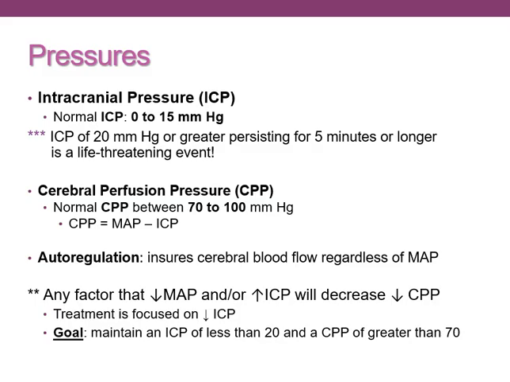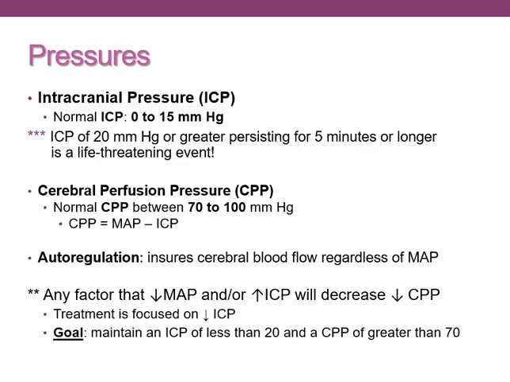We do have to calculate CPP. CPP is MAP, mean arterial pressure, minus the ICP. So it's the amount of blood pressure going up to my brain to be able to perfuse my brain. Any factor that decreases MAP and or increases ICP will decrease CPP. So that's important. The goal is to maintain an ICP of less than 20 and a CPP of greater than 70. So it's bolded, it's underlined. You should probably highlight that. That's important to know. Ischemia develops with inadequate CPP. If it's not corrected, it will lead to tissue death.